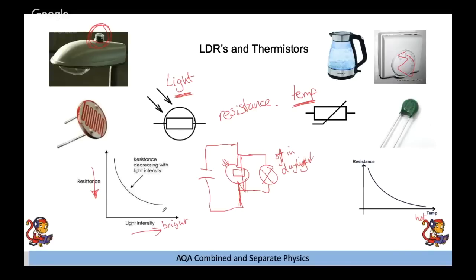Now the opposite would happen at nighttime. So at nighttime, you can see from the graph here that we would have low light. We would have a high resistance on the LDR, meaning that the electricity can't go through the LDR. It will go through the bulb instead. So it will be on at night.